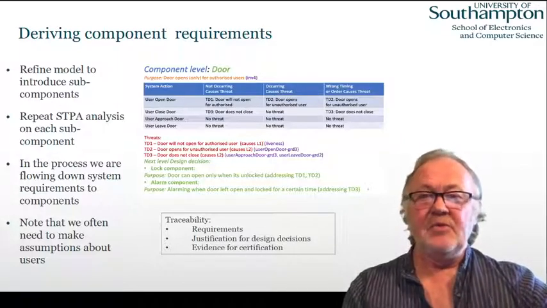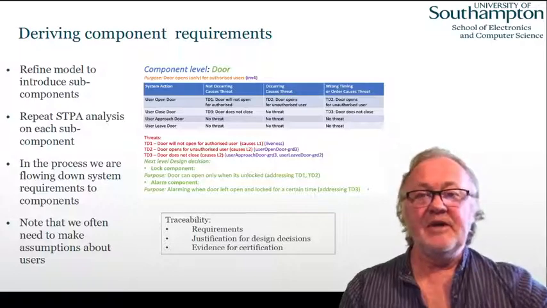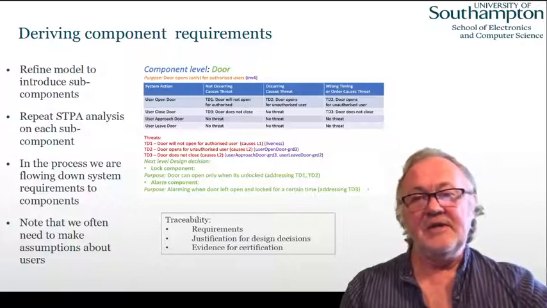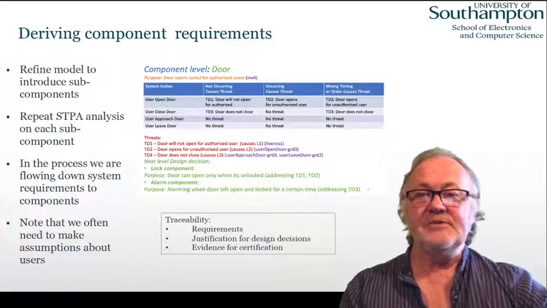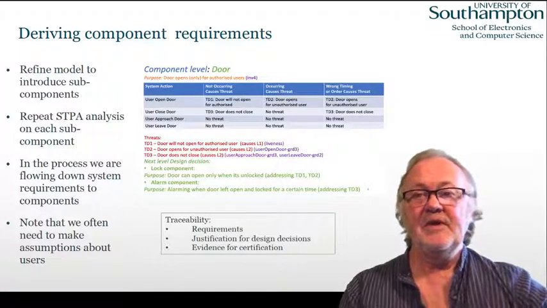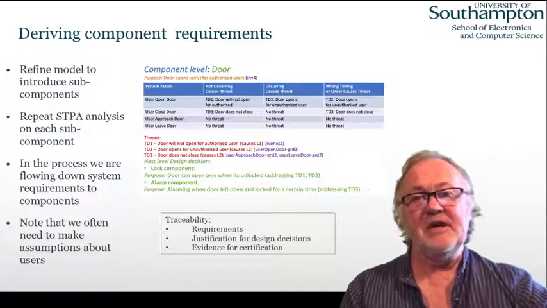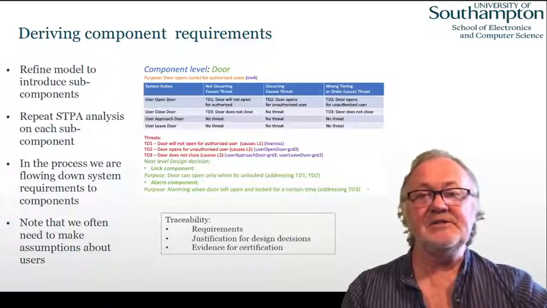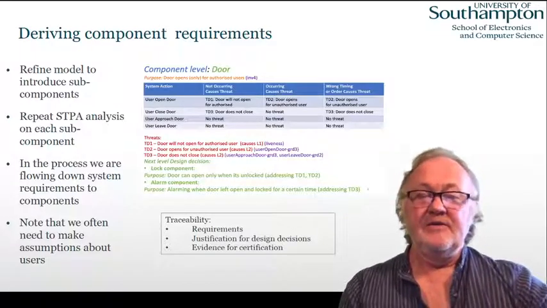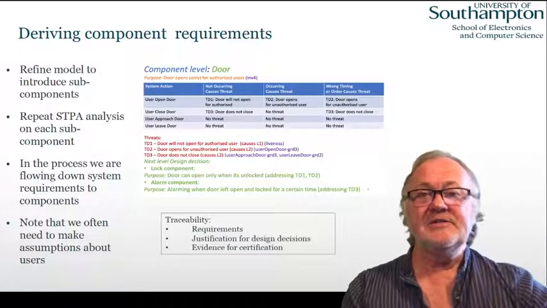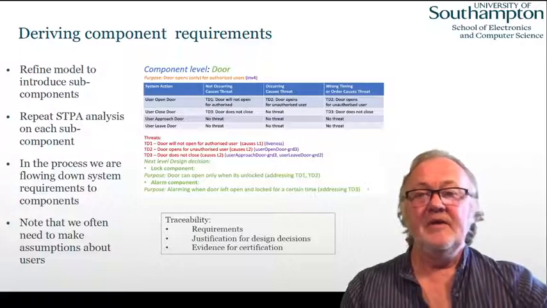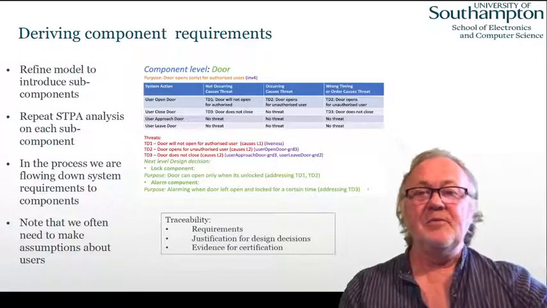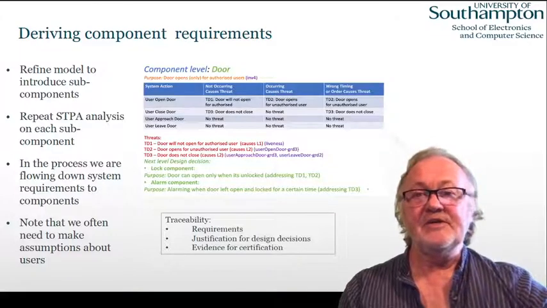There are several important traceability issues going on here. So firstly, the requirements are being developed and handed down as derived responsibilities to components. Secondly, STPA provides an important justification for design decisions. And then thirdly, the formal models provide evidence that the threats identified by the STPA are addressed. So we're looking at improving tool support in the RODIN framework to provide traceability.